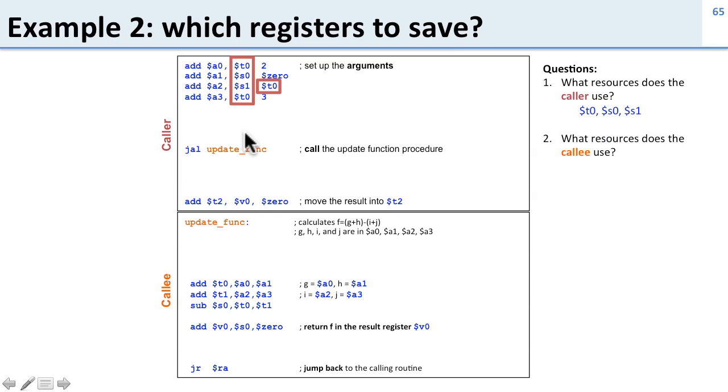Now what resources does the callee use? Well, if we go down here and look at what the callee is doing, we can see the callee writes to T0, T1, and S0. So the callee is writing over T0, T1, and S0.